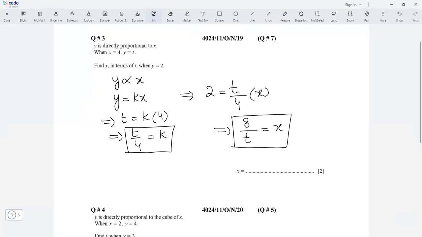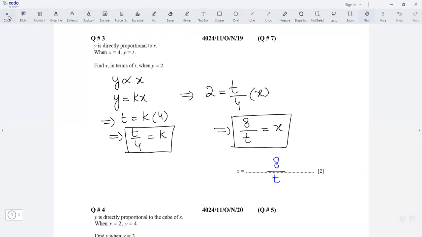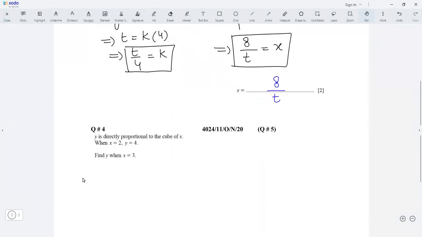So x is basically equal to 8 over t. This is the expression of x in terms of t. So this is all from question number 3. Moving towards question number 4.